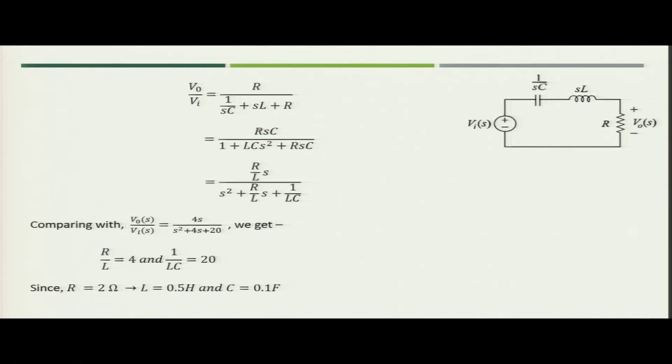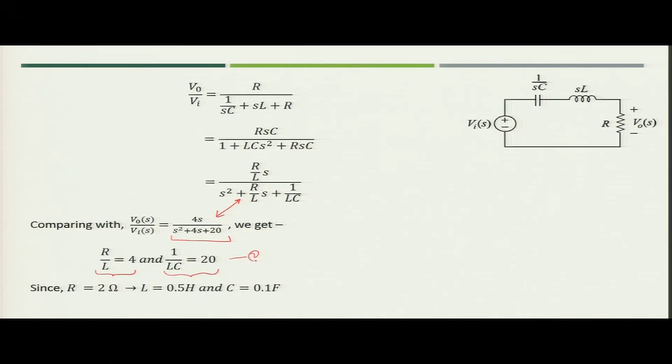When we rearrange, you can simply write R by L S divided by S square plus R by L S plus 1 by L C. Now, you have got this transfer function based on the unknowns which you have in the circuit. The transfer function which is given to us is 4s upon S square plus 4s plus 20. So, if you compare both of them, you can simply say that R by L is equal to 4 and 1 by L C is equal to 20.